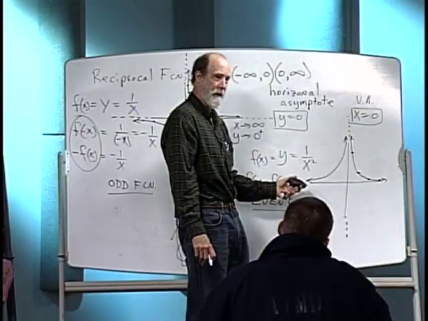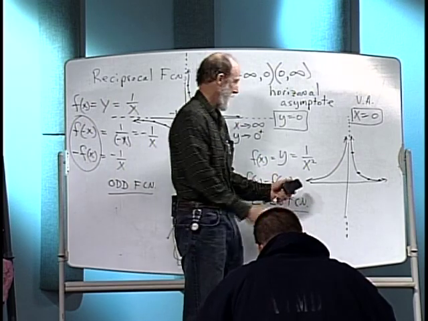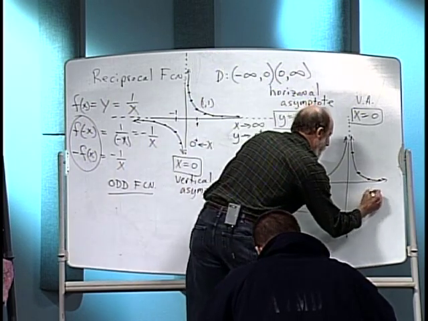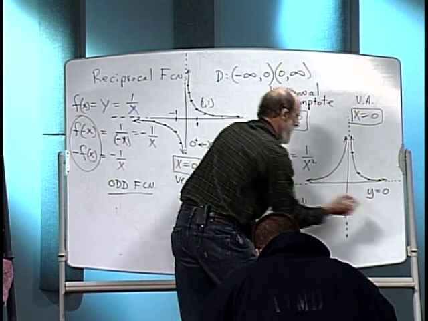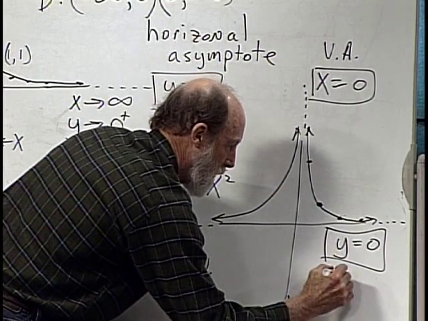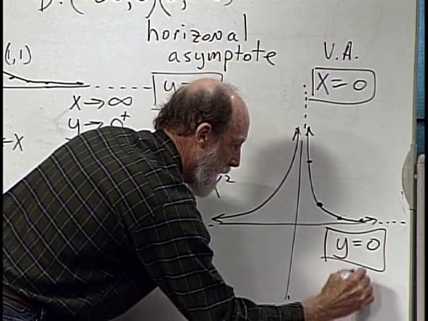And there's another one here, isn't there? The other one is y equals 0, dot, dot, dot, going off there. That's the equation, and that's our horizontal asymptote.